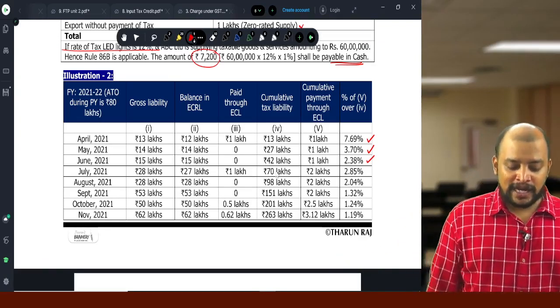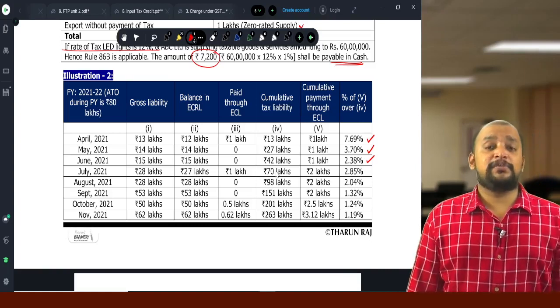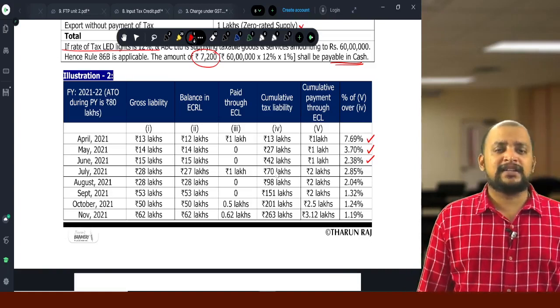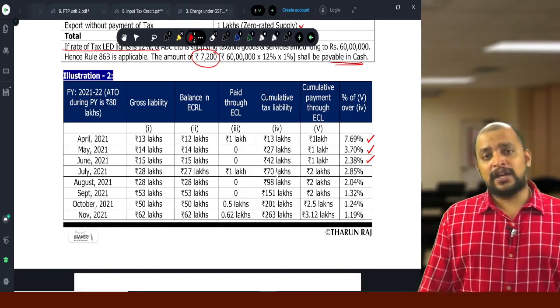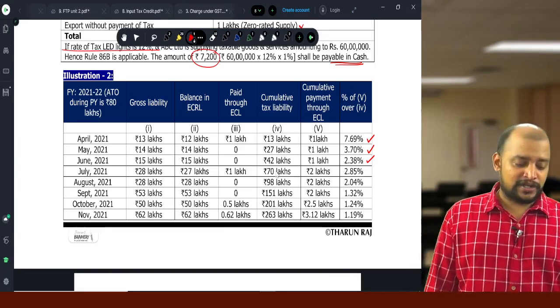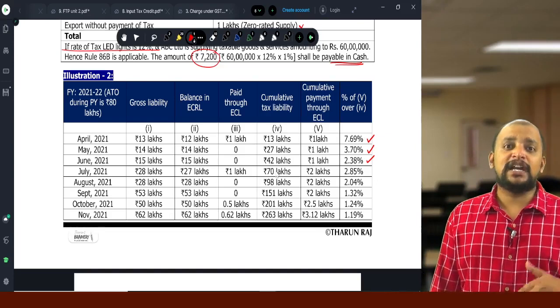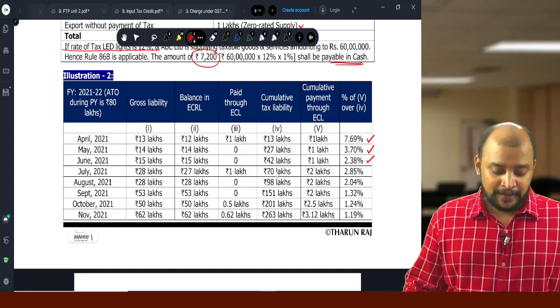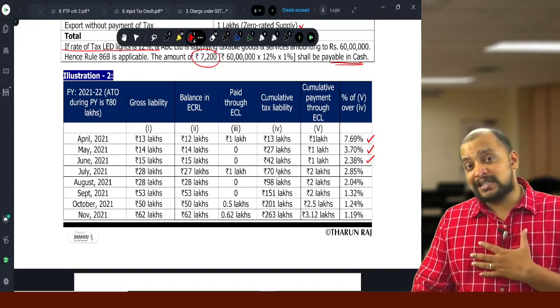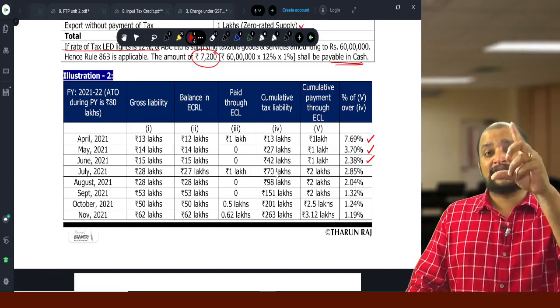Then again July, 28 lakhs is your liability, and the credit balance is 27 lakhs. Then naturally you have to pay 1 lakh. So you will pay that. So now what is the cumulative percentage? Total liability 70, cumulatively paid through cash ledger 2, so 2 divided by 70, 2.85. Means what we need to see is that every month we are achieving that 1%.